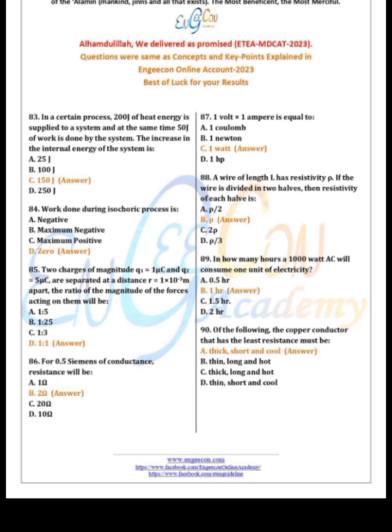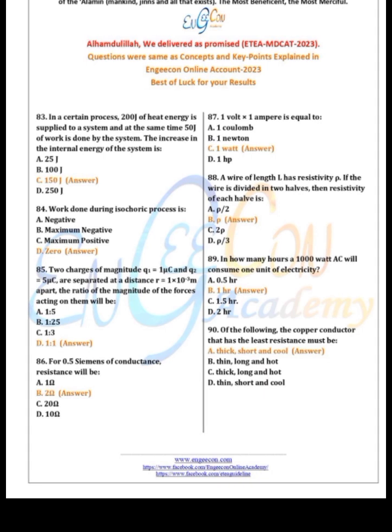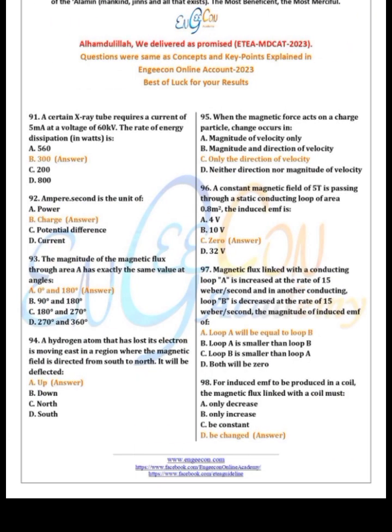90. Of the following, the copper conductor that has the least resistance must be thick, short and cool. Correct option is thick, short and cool. Now come to 91. A certain X-ray tube requires a current of 5 milliampere at a voltage of 60 kilovolt. The rate of energy dissipation in watts is what? 300 is the correct option.